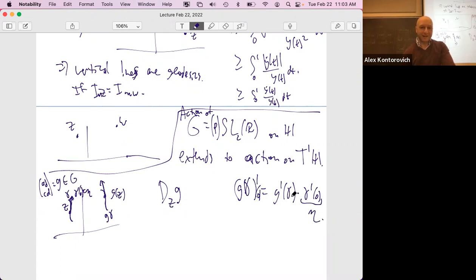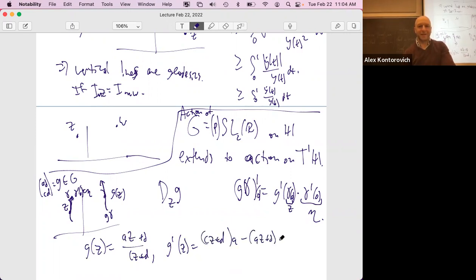And what is G prime at gamma of 0? Gamma of 0 is Z. Now I need to know what G prime of Z is. Well, G of Z is AZ plus B over CZ plus D. And the derivative is the bottom times the derivative of the top minus the top times the derivative of the bottom, all over the bottom squared, CZ plus D squared, not norm squared. The top simplifies to AD minus BC. That's why we're in SL2 and not GL2, so we don't have to carry determinants around. So I get 1 over CZ plus D squared.